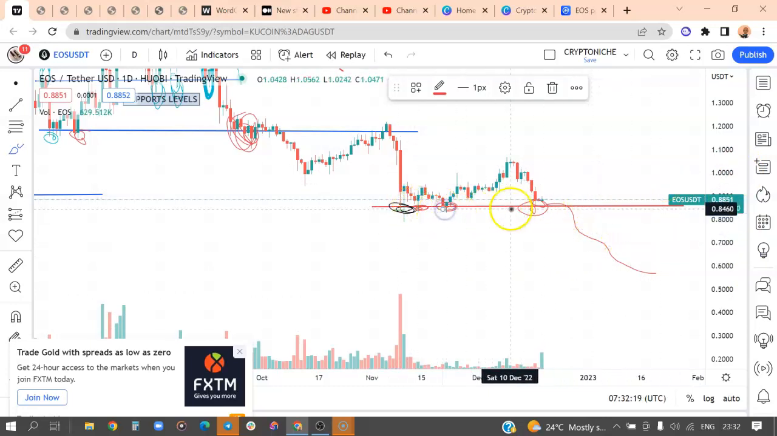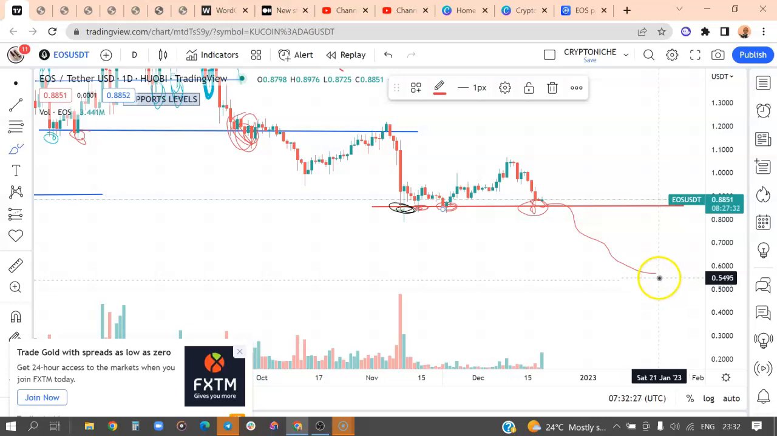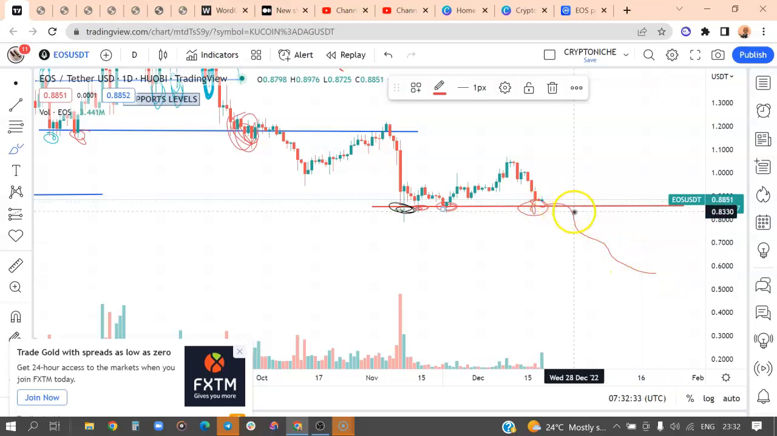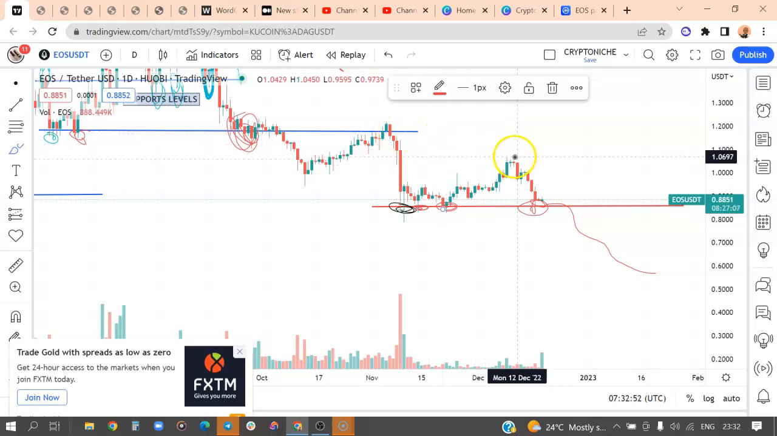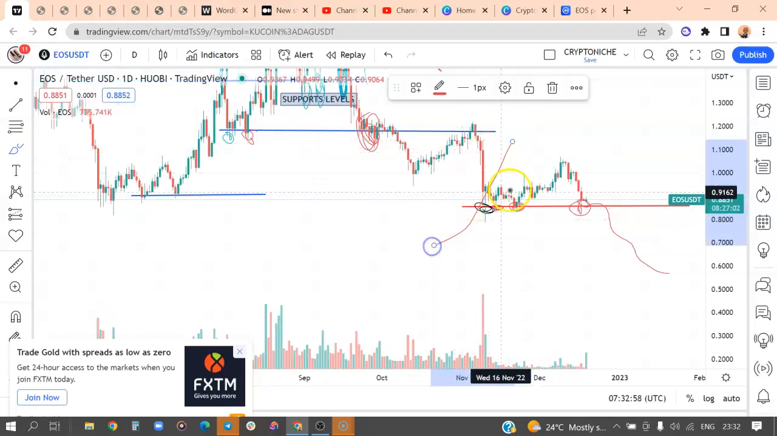It's been tested 1, 2, 3, 4, 5 times, and it will actually test this again and break it completely, very soon, probably in the next few days. Once this is broken, I'm expecting you guys to open a short position and short it downward. That's the most realistic thing to do on this time frame. But before that, any pump that you see on EOS, just try and short it.